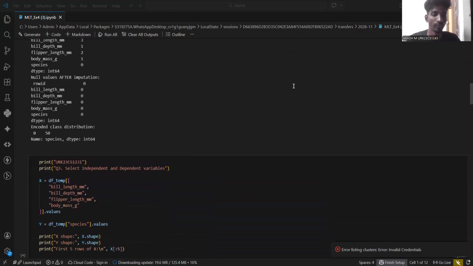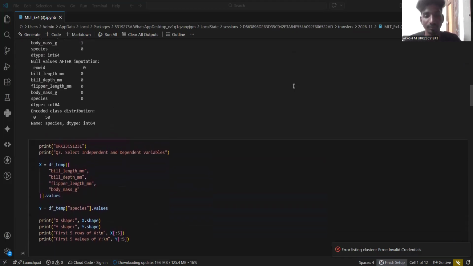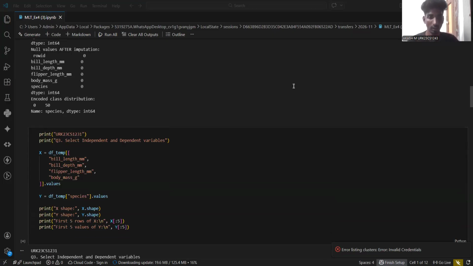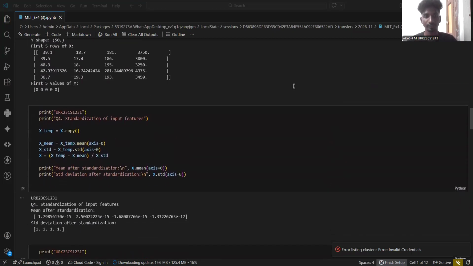In the third question, we're selecting the independent and dependent variables. The independent variables, or the features used to make predictions, are bill length, bill depth, flipper length, and body mass. The dependent variable y is the species column, which is the target we want the model to learn.